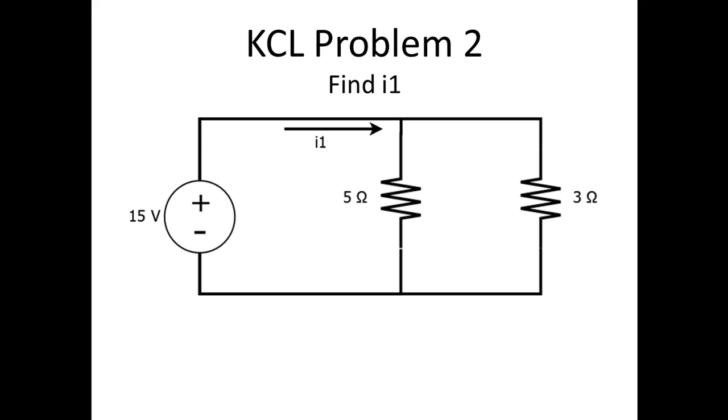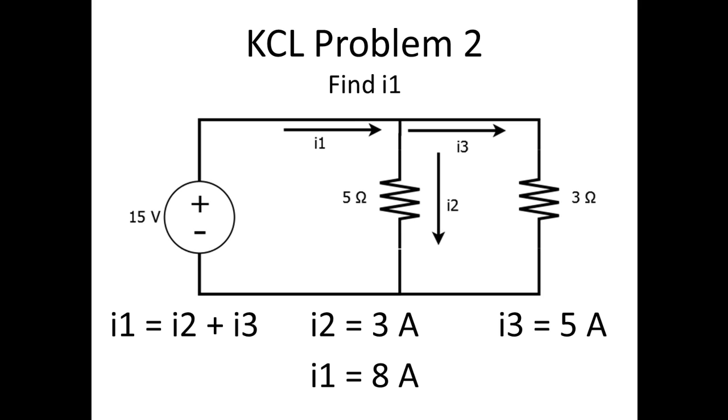We could also use KCL to find the current I1. We need to assign a current to every branch, so we have I1, I2, and I3 again. We say I1 is equal to I2 plus I3. Based on our Ohm's laws, we know that I2 is equal to 3 amps, I3 is equal to 5 amps, and the sum of those is equal to 8 amps. If you're having difficulties understanding where these numbers for the currents came from, please refer back to the Ohm's law video.